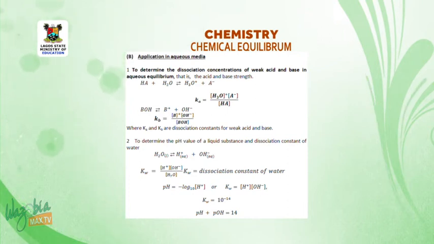Number 2. To determine the pH value of a liquid substance and the dissociation constant of water, we see that when water ionizes into hydrogen ion and hydroxide ion, the Kw can be given as hydrogen ion concentration multiplied by the concentration of OH-. Therefore, pH plus pOH is equal to 14.